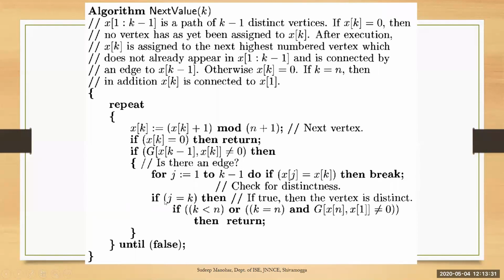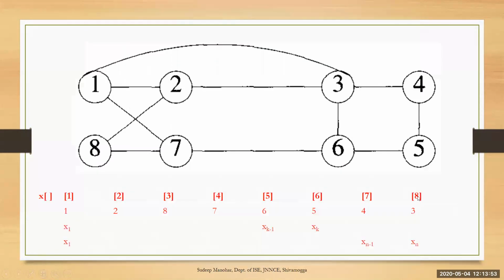Okay, so that is what you are deciding here. If j is equal to k, then it is a distinct vertex. And one more thing you have to check is whether k is lesser than n. For example, consider this diagram. If the k value is 8 here, then it is equal to n. If the k value is not 8, then it will be lesser than n. It will be one of the values from 1 to 7.